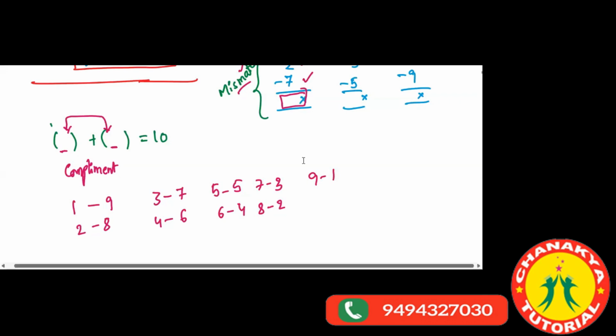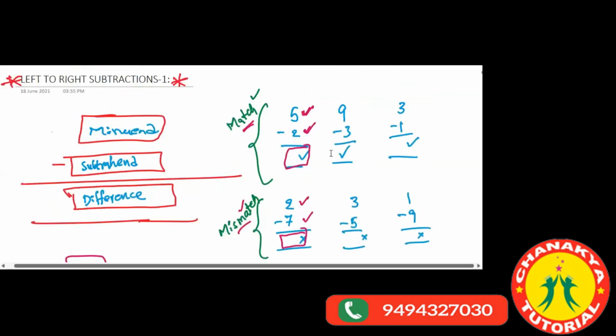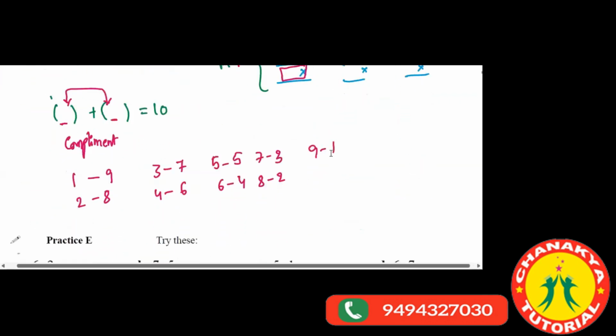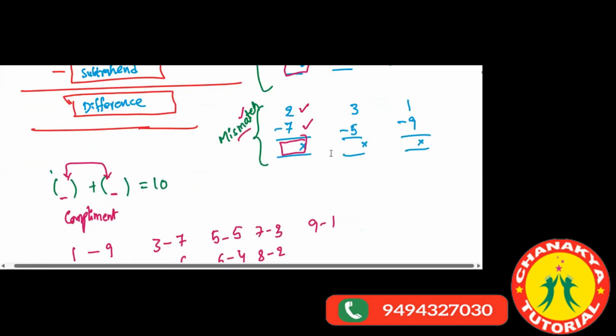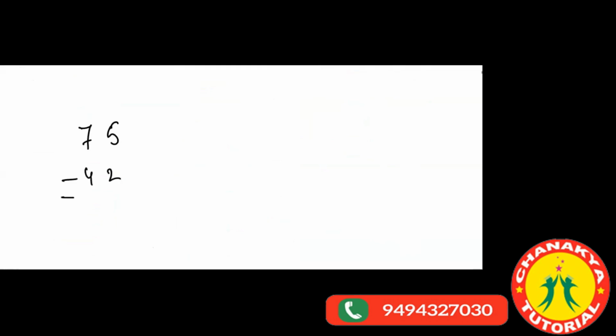Okay. Now using these things, match and mismatch and complement, we are going to solve the questions. Now let me take an example question. Suppose it is 75 minus 42. Let me take 44.